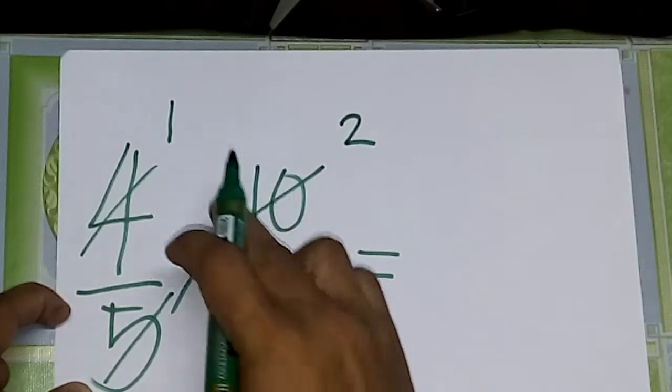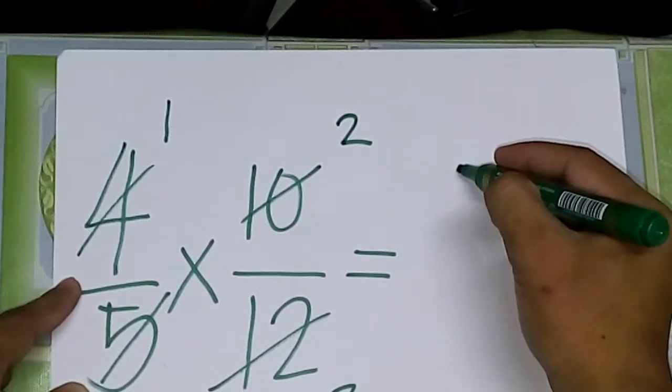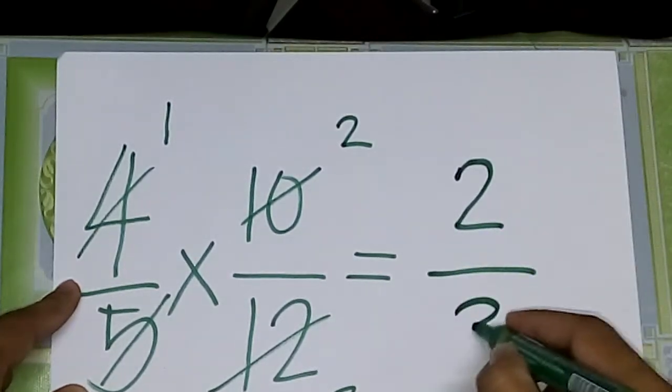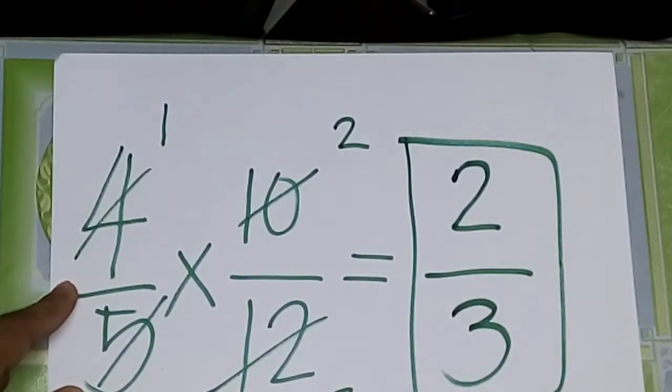Proceed to multiplication. 1 times 2, that is 2. 1 times 3, that is 3. So our answer is 2/3. Did you get the correct answer? Next is multiplying a fraction by a whole number.